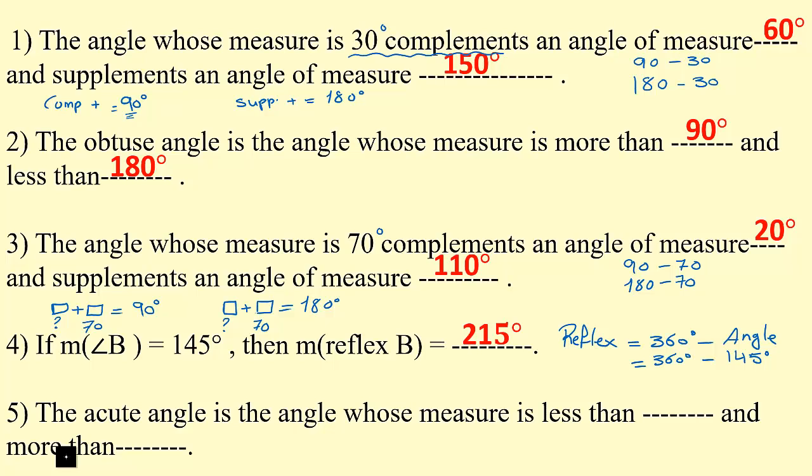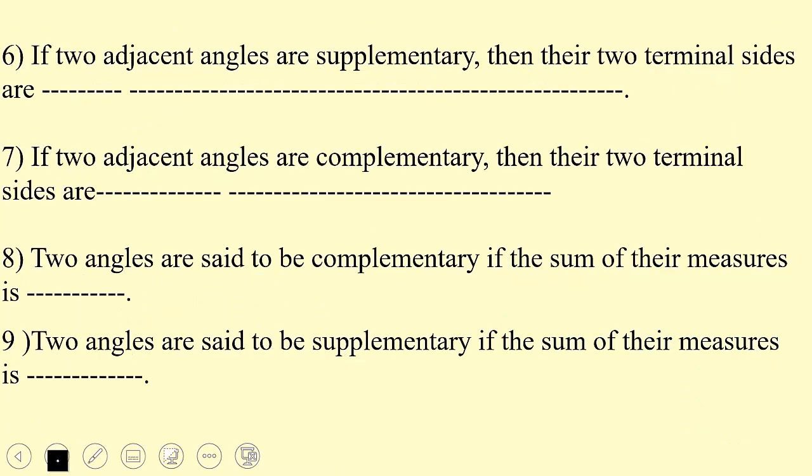Number 5. The acute angle is an angle whose measure is less than 90 degrees and more than 0 degrees. And this is the definition for the acute angle. I would like you now please to go and pause your video, copy those answers in the sheet and then come back to complete. Let's go now for number 6.